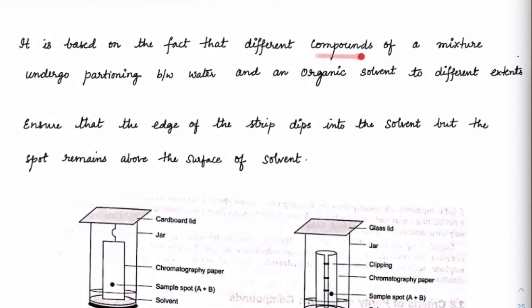So it is based on the fact that different compounds of the mixture undergo partitioning between water and an organic solvent to differentiate that extent. So if the solvent which you are taking is organic, the dot which has more organic character will have affinity with the solvent, and the one which has more affinity with the water will stay back.